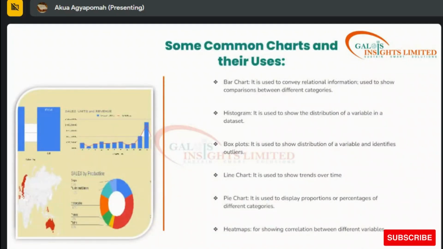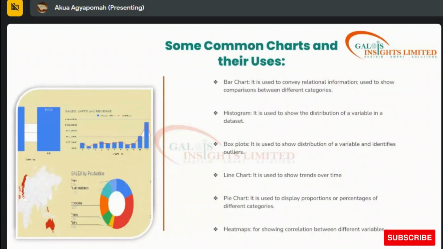And then we come to some common charts and their uses. The first one on my list is the bar chart, and this is used to convey relational information. It's used to compare categories. And then we have the histogram, which is used to show the distribution of a variable in a data set. And then we have the box plots, and the line charts, which I already talked about. It is used to show trends over a period of time, maybe the sales over a period of time.